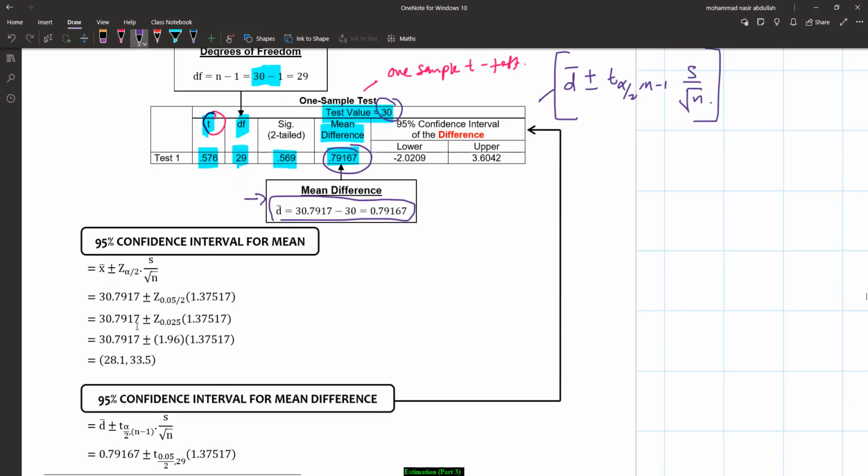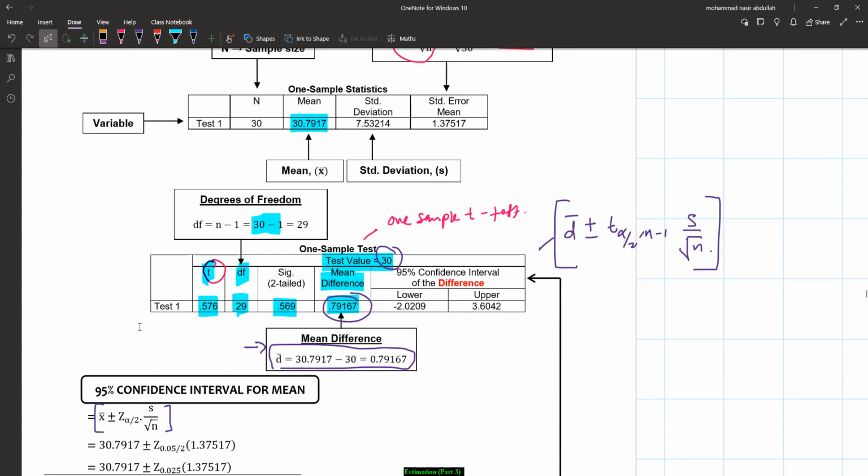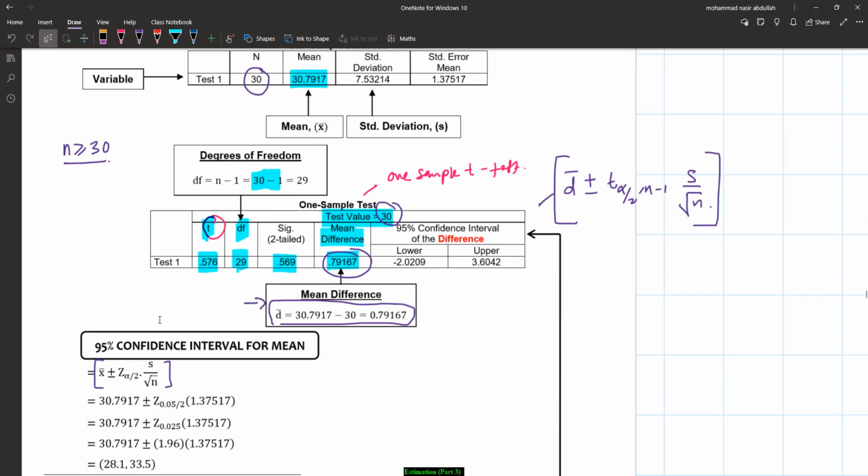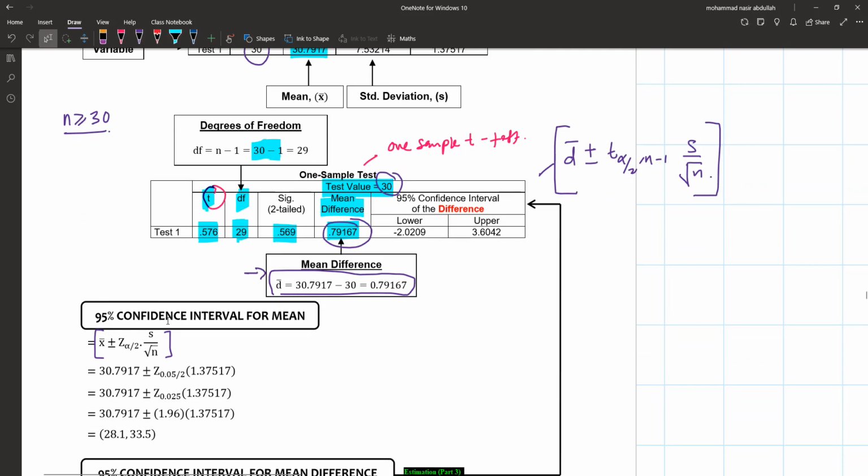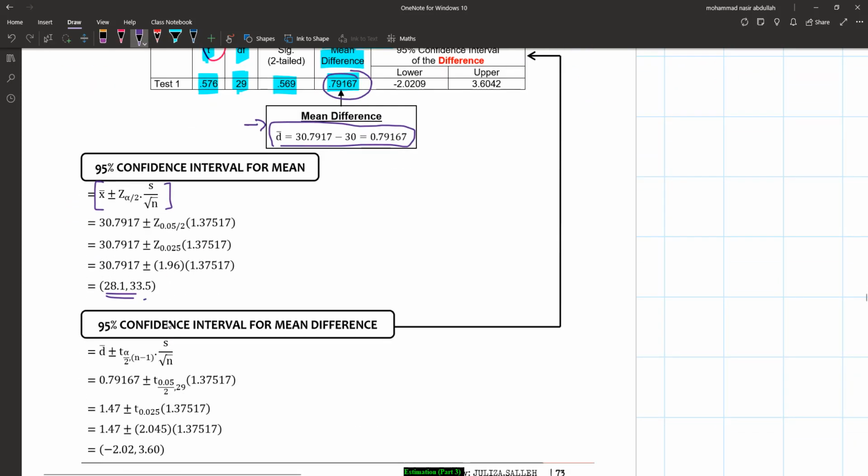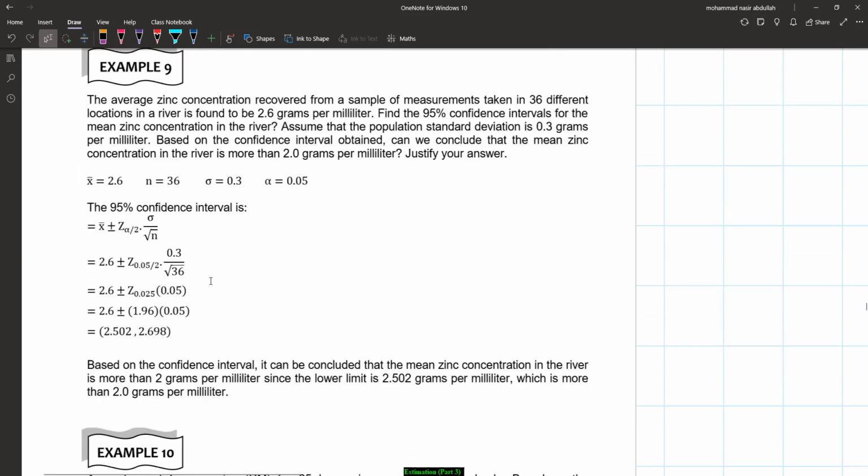If you want to calculate a confidence interval for the mean, we will use the Z distribution. Why? Because our sample size is 30. Remember, when n is more than or equal to 30, then we will use the Z distribution. Please pay more attention to this. So we will get the confidence interval. This is a confidence interval for the mean difference. Nanti kita akan tengok example.